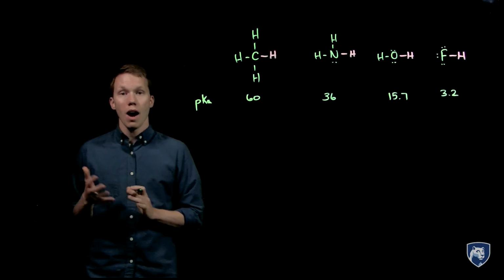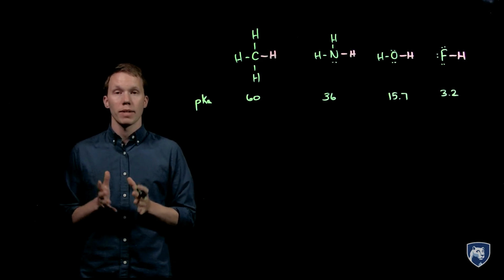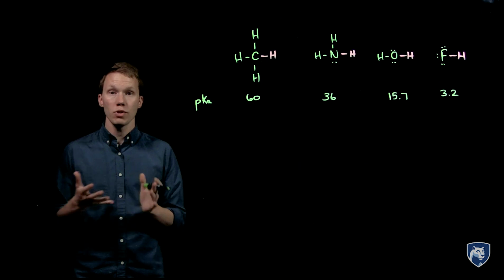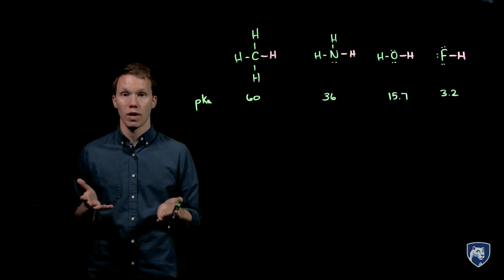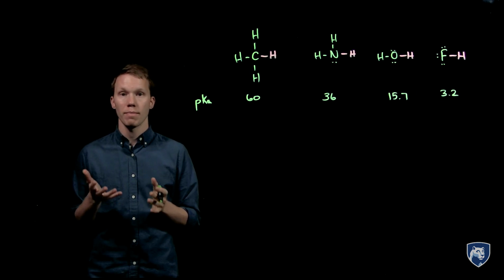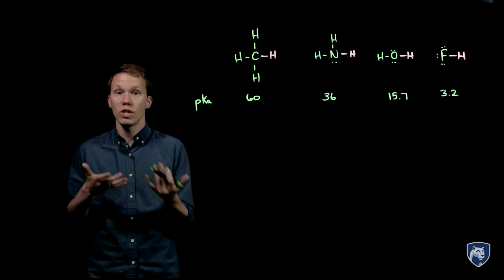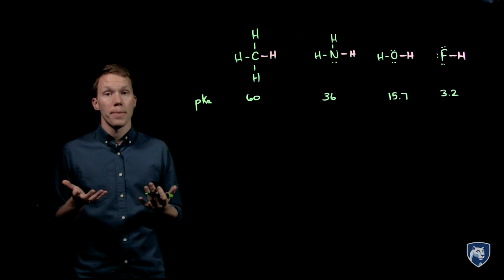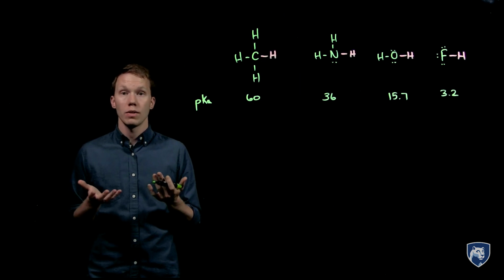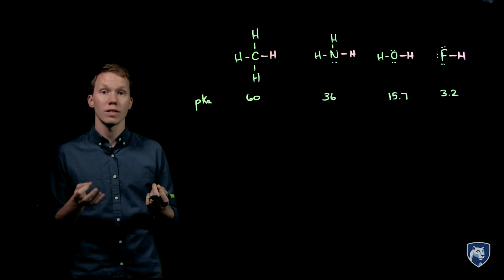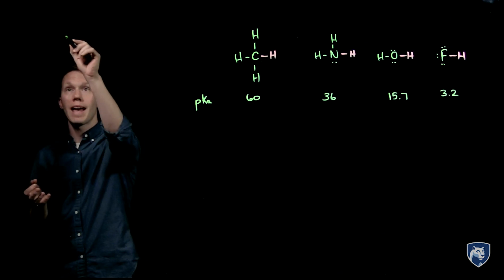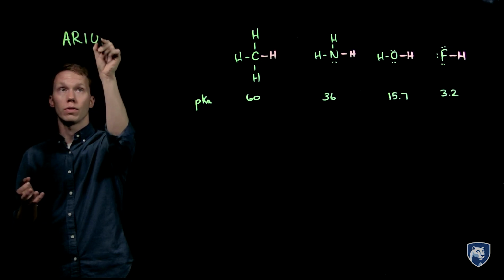Hi class. We already looked at using pKa to predict acid strength, and that was pretty straightforward if we have the numbers at hand. But let's say we don't have the numbers in front of us. How are we going to make a decision between two or more acids, which is the strongest? And that's where we're going to need some structural things to look for. So we're going to go through a series of rules. I call them the ARIO rules.